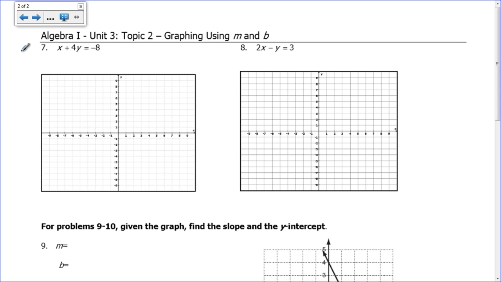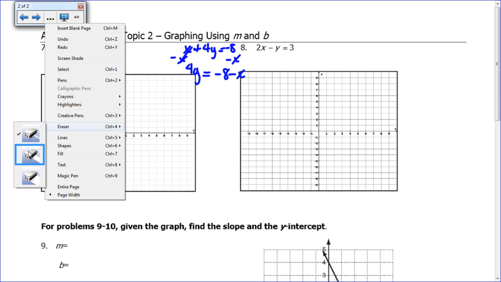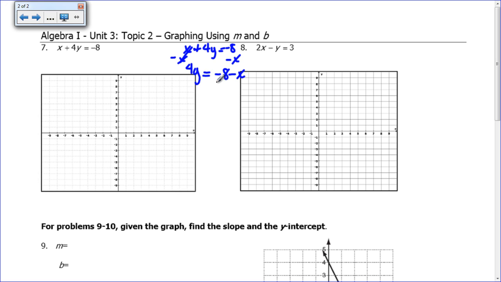Same kind of deal. We want to get y by itself, but this time the y has a number in front. It's going to change things just a little bit. So I have x plus 4y equals -8. The first thing I'm going to do is subtract x from both sides. So I'm going to end up with 4y equals -8 minus x. I want to put the x term first, because that's what I've been doing this whole time, but we're going to just go with it.